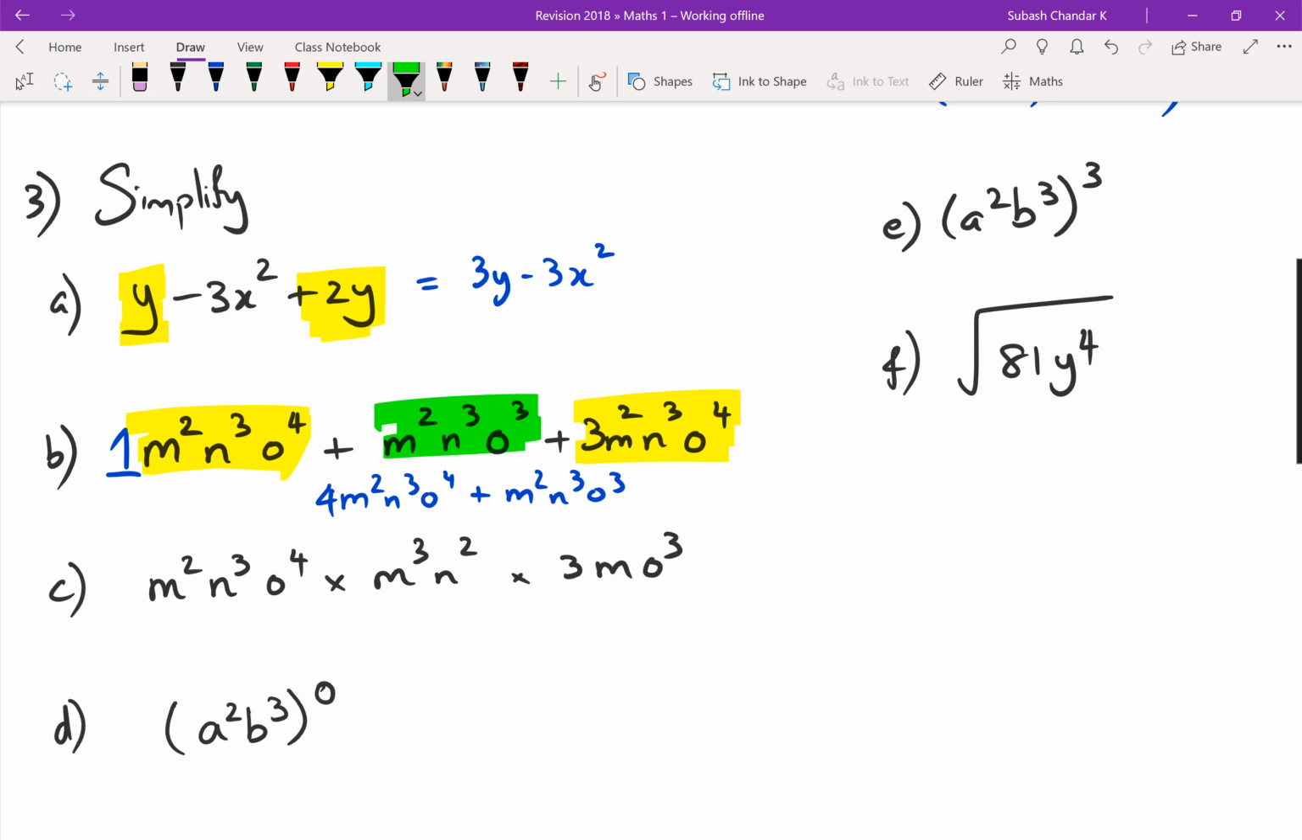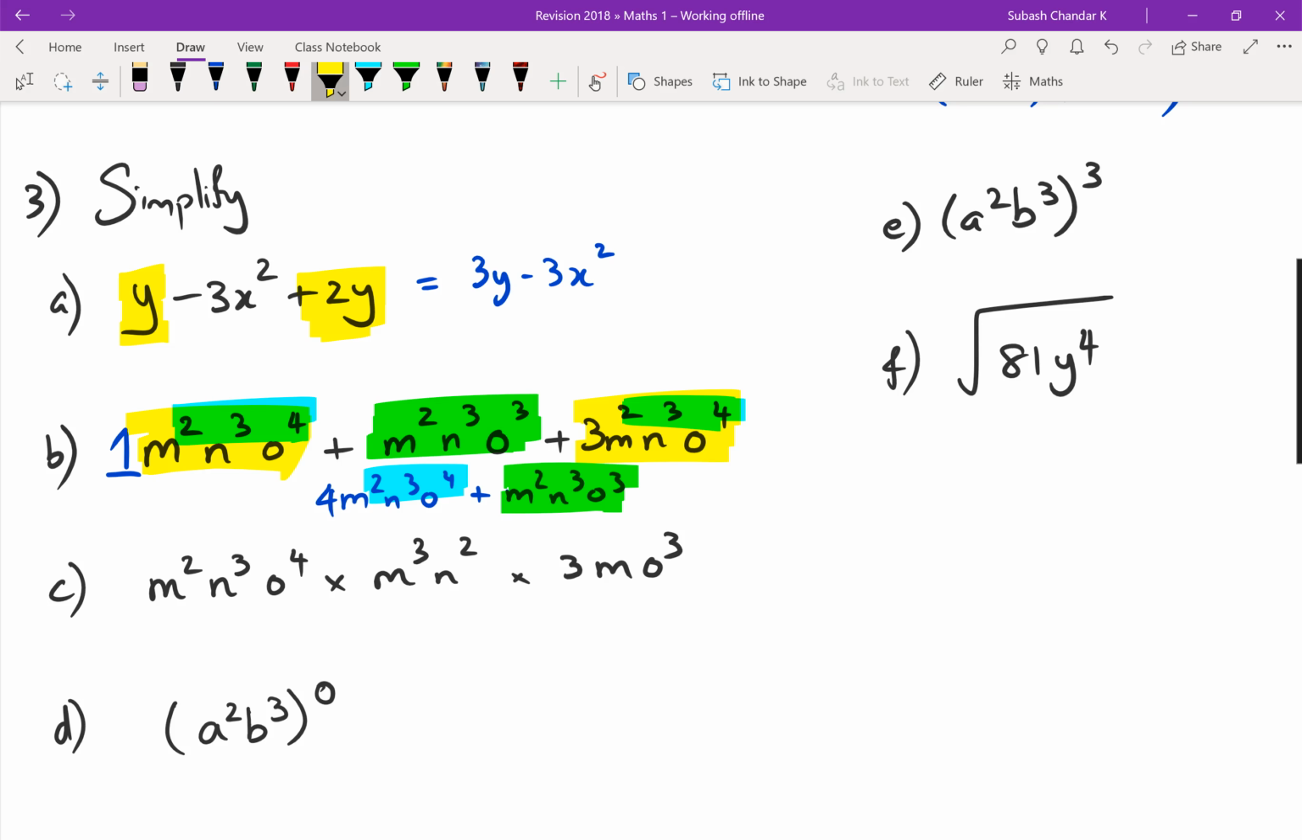So this thing that's highlighted in the green, we're not doing anything to it. We're leaving it as it is. And also notice, when you combine the two like terms, you don't actually add the powers together. You only do that for multiplication, not when you're adding. So I'm actually talking about this right here. So notice how the powers are the same at the top there. When we go to question C, that's when the powers get added up.